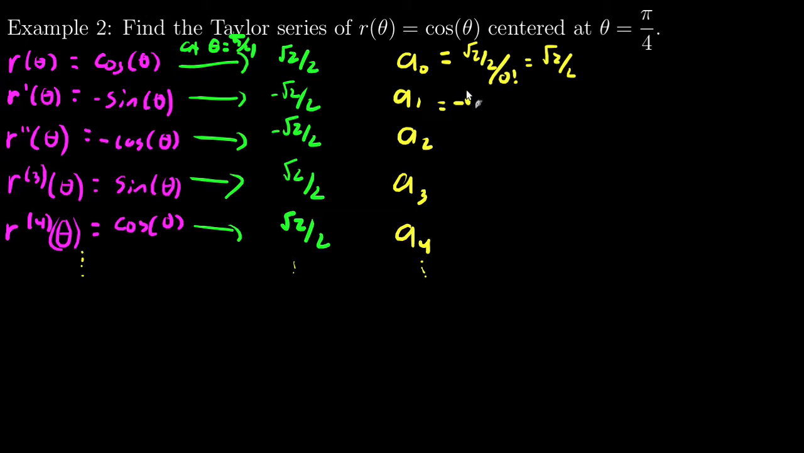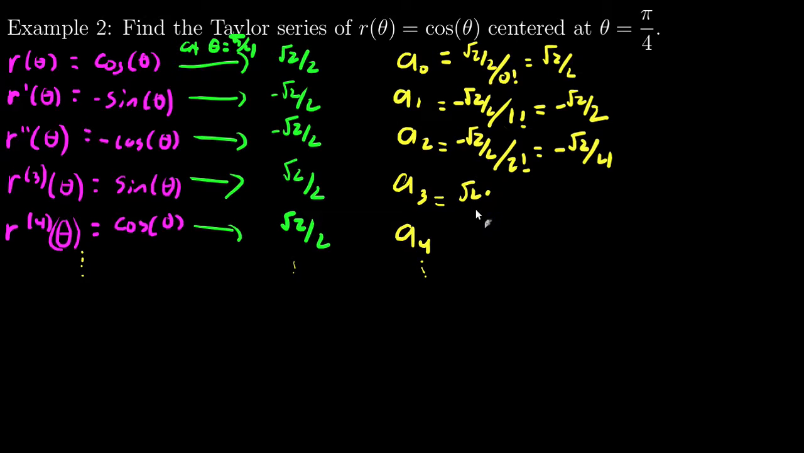This one, I have negative root 2 over 2 divided by 1 factorial. 1 factorial is 1, so I get negative root 2 over 2. This is negative root 2 over 2 divided by 2 factorial. 2 factorial is 2. Negative root 2 over 2 divided by 2 is negative root 2 over 4. This is root 2 over 2 divided by 3 factorial. 3 factorial is 6. So root 2 over 2 divided by 6 is root 2 over 12.